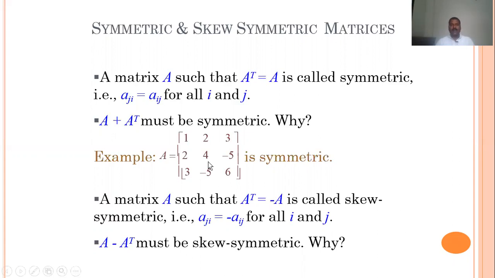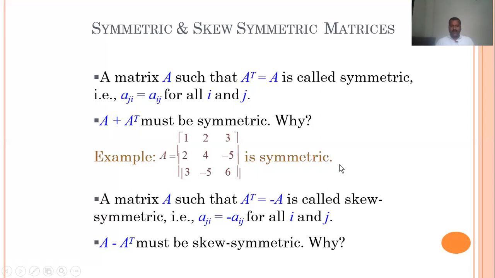Example, here is a symmetric matrix: 1, 2, 3, 2, 4, minus 5, 3, minus 5, 6. You transpose this matrix, you are going to get back the same matrix. So it's a symmetric matrix.